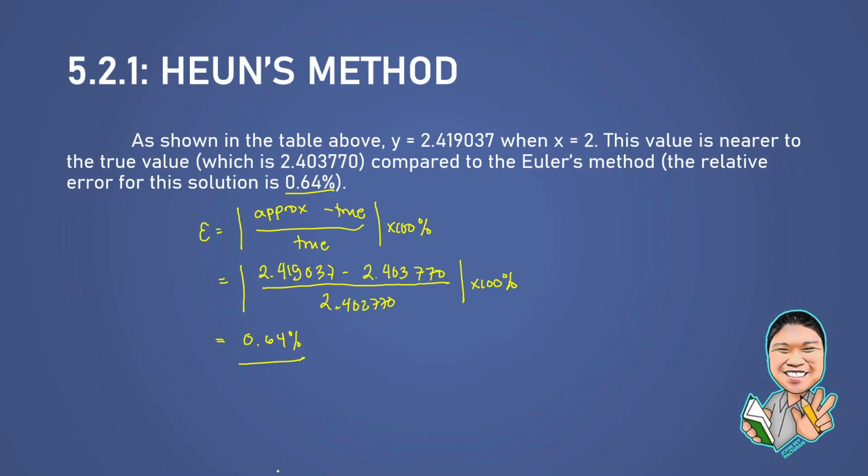So, ayun. Maganda na itong Heun's method na to. But of course, hindi pa rin ito kino-consider as sobrang accurate kasi if you are going to see the next example sa module, nagbigay pa rin yan ng malaking margin of error or relative error. So, still, there are some cases na maganda na rin itong method na ito.